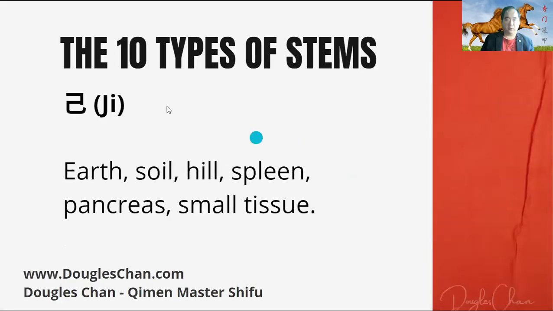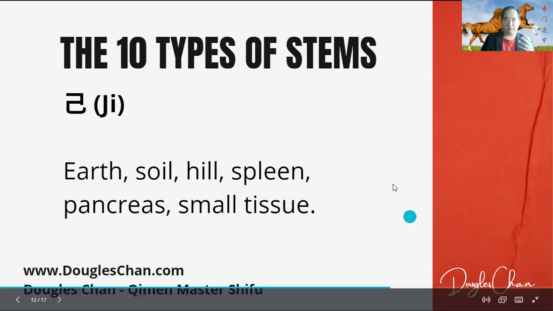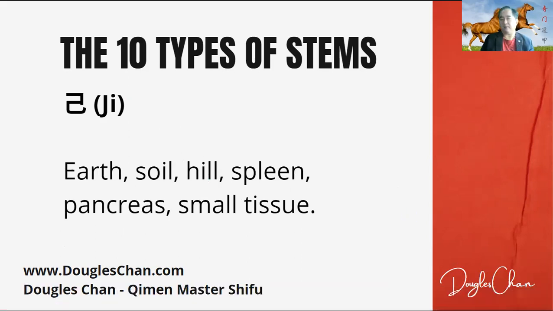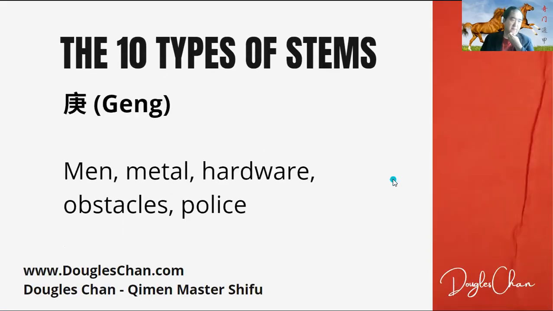Wu stands for wealth, a wealthy person, cash, capital, and also blockage, sweet, stomach, and also represents muscle. Next we move to Ji. Ji itself stands for earth, soil, heel, spleen, pancreas, and small tissue, if we talk about the body part. Next, we have Geng. Geng stands for man, metal, hardware, obstacles, and pulleys.